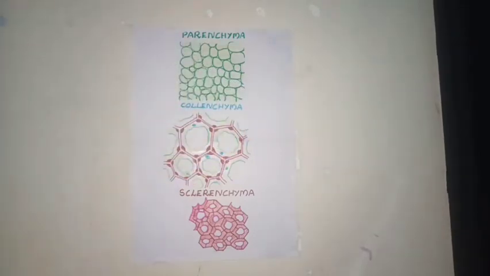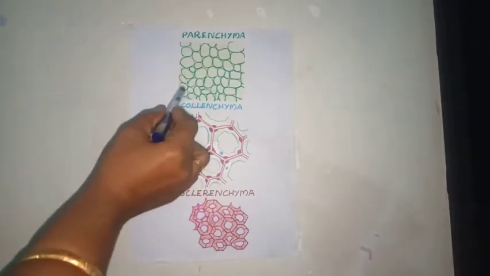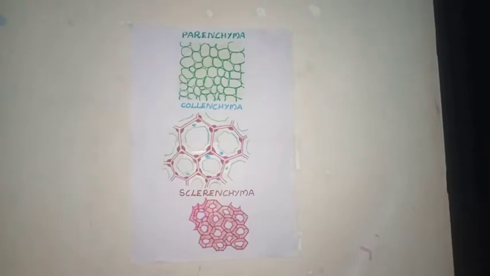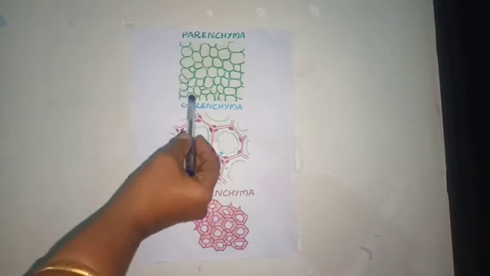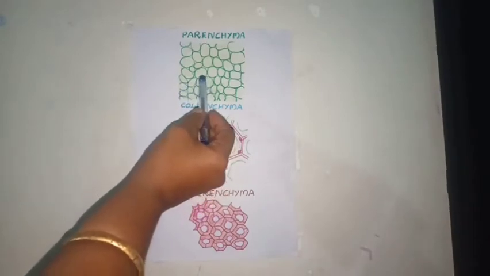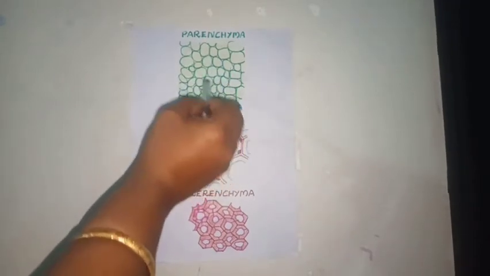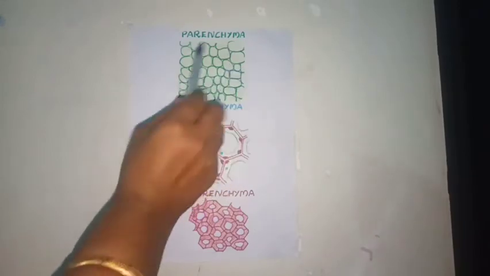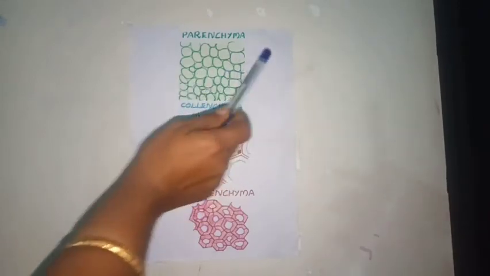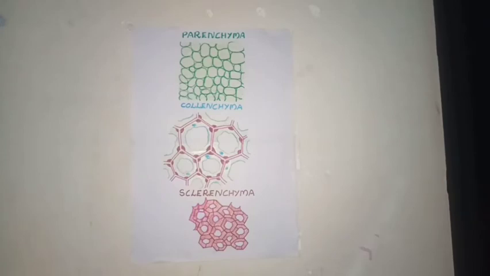They are living cells. Their cell walls are thin. They are usually loosely packed cells so that large intercellular space is found between the cells. See, from the picture you can see intercellular space between the cells. Do you know the functions of this tissue?